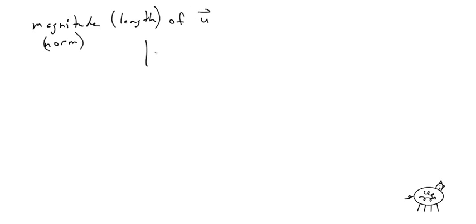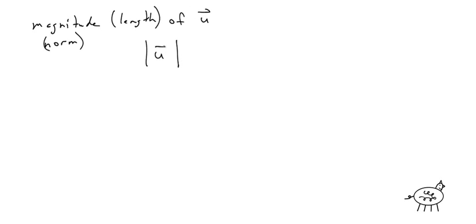First of all, let's talk about the magnitude, which is the length. Another word we use for magnitude is also the norm. Just another word; we'll see that later on. The magnitude of vector u, we write with these bars, which aren't really absolute value; it's what we refer to as the magnitude.